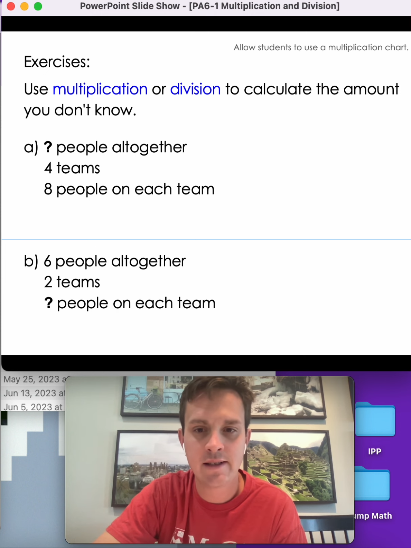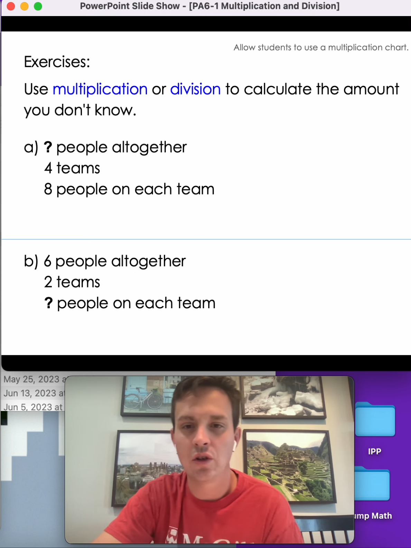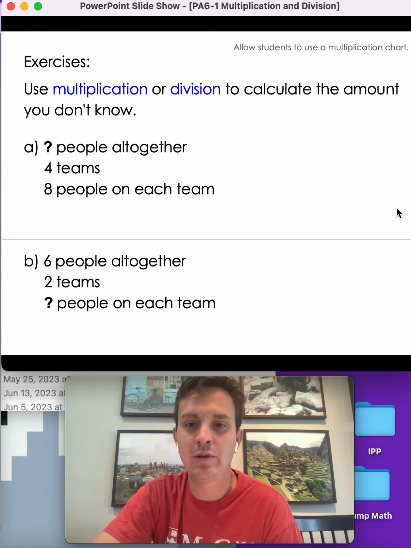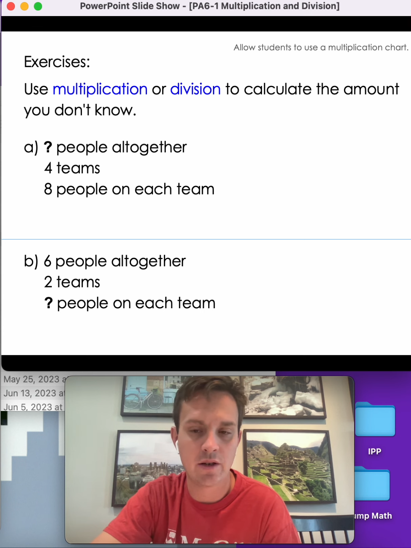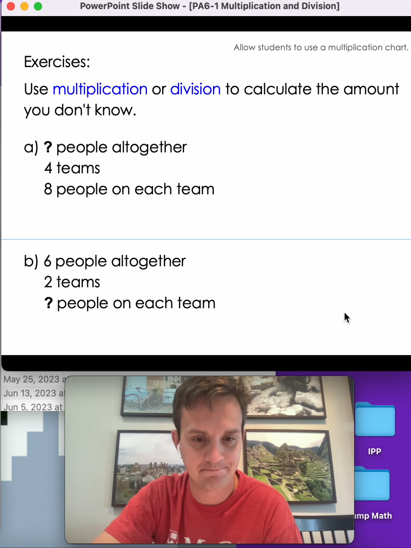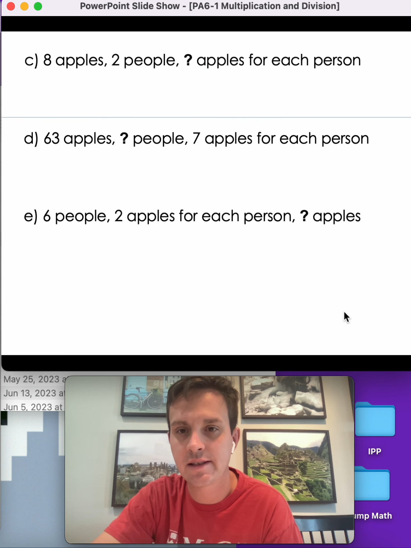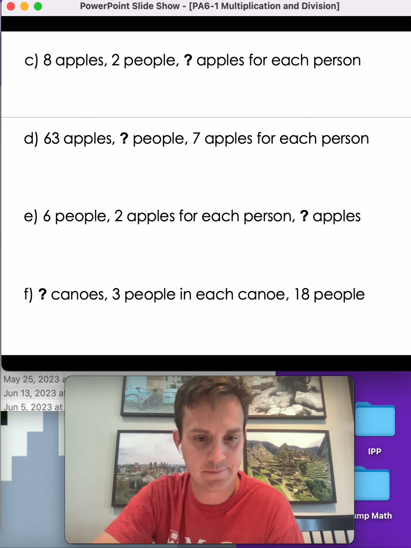Okay, for these exercises, please use your multiplication chart. So the first one, we don't know how many people altogether. There are 4 teams of 8. And the second, we have 6 people altogether on 2 teams, and we want to know how many people on each team. Okay, and then there's more exercises, trying to find the question mark for each of these.